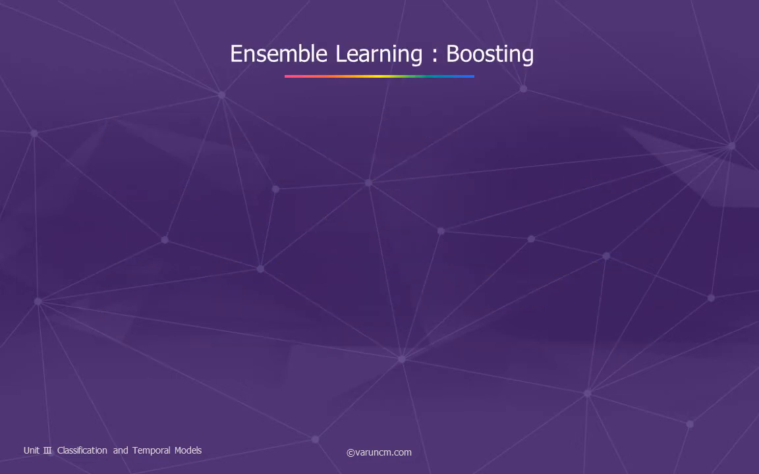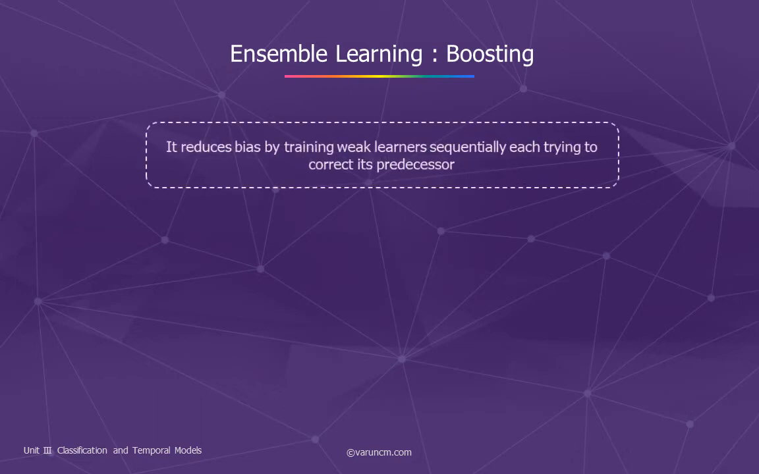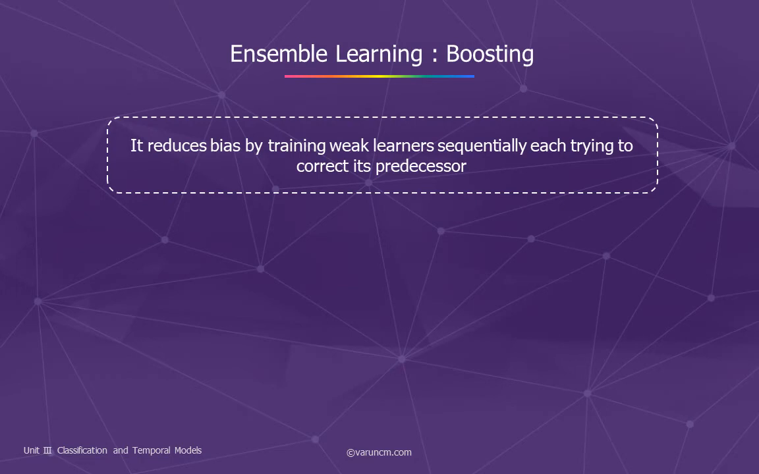And the next method in ensemble learning is boosting. It reduces bias by training weak learners sequentially, each trying to correct its predecessor. So it is going to boost the output. It reduces the bias by training the weak learners. So you train the weak learners again, and you correct the error which was made in the previous iteration. This is what you do in boosting.